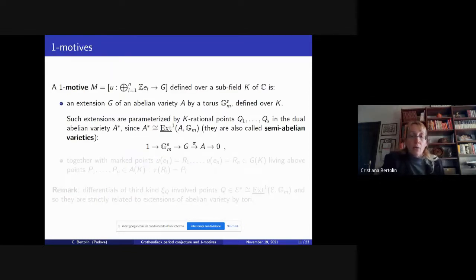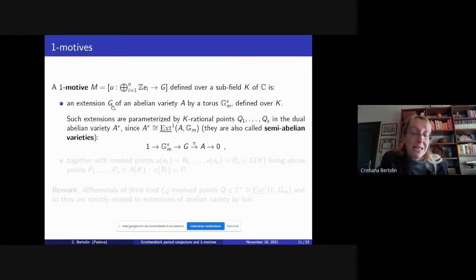So now I want to make a link with 1-motives. So what is a 1-motive? A 1-motive defined over a subfield K of C, we write it in this way: M is equal to the bracket of a map from a Z-module to G, where G is an extension of an abelian variety by a torus. A torus is a power of the multiplicative group. This should be defined over Q.